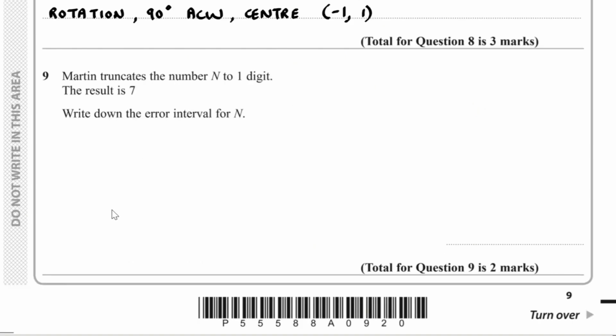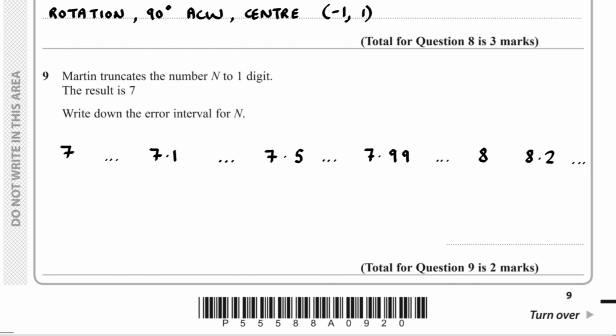Question number 9. Martin truncates the number n to one digit. The result is 7, and we have to write down the error interval for n. So if I've got numbers, say 7 and then 7.1, and then we could continue. We could have 7.5 and then other numbers like 7.99 and then other numbers as well. Then we've got numbers above 7 like 8 and then 8.2 for example.